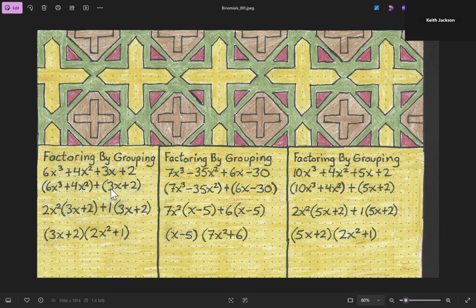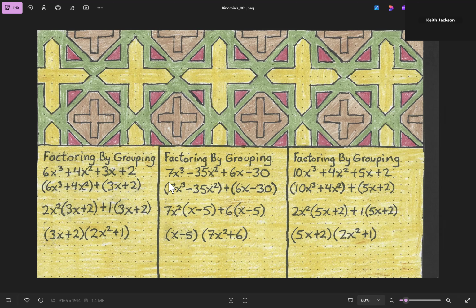And guess what? We have a 3x plus 2 right here, and that means that we have a common factor of 3x plus 2, and let's put that right out front. You probably ask, what is the greatest common factor of 3x plus 2? Well, it's just 1, and so we're just going to park that 1 right here. Now we have that factor of 3x plus 2, and we're going to multiply that by this 2x squared plus this 1. That is the completely factored form of this big polynomial.